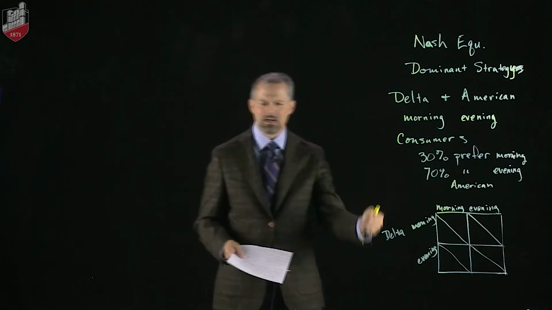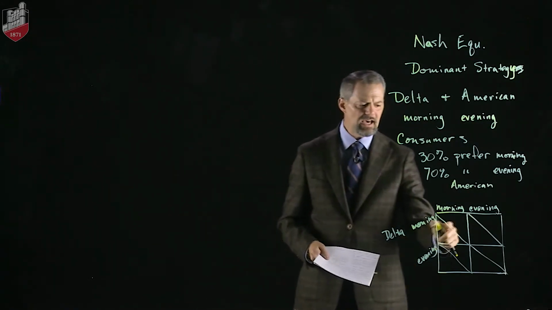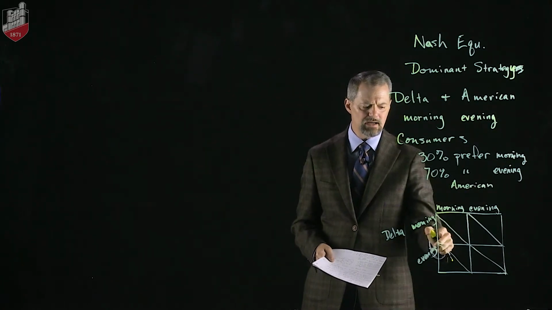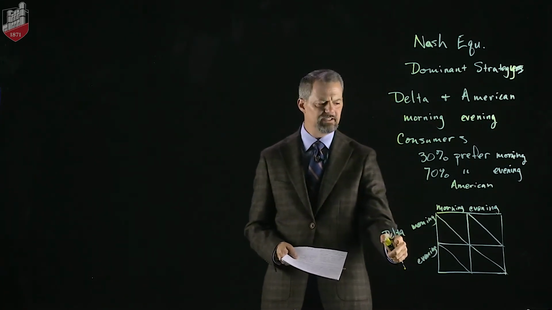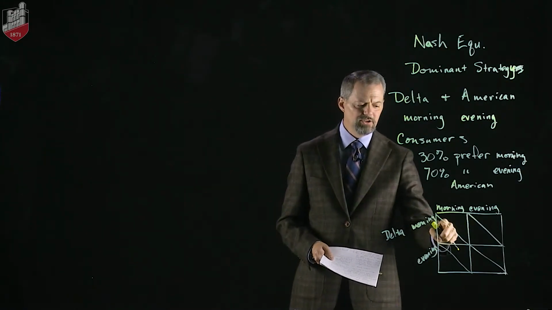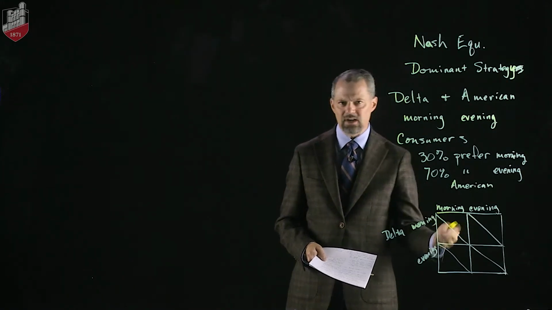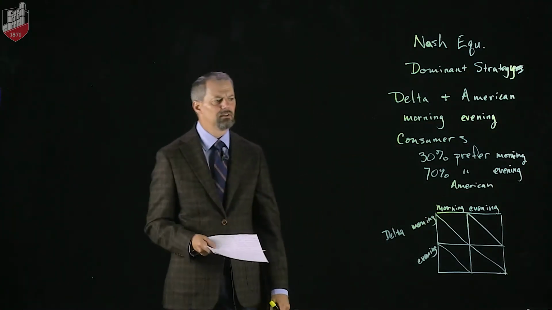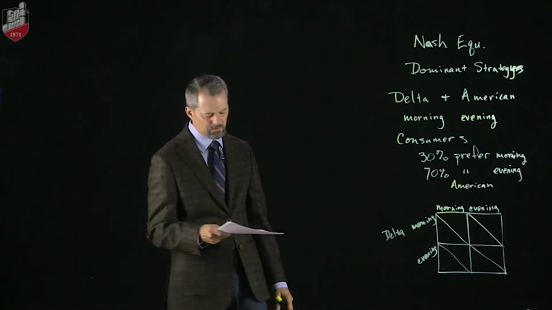And I'm going to put the payoffs in each half. Now, this top half is going to be the payoff that goes to American, and the bottom half is going to be the payoff that goes to Delta. Some books do it with 2 numbers with a comma in the middle. That's fine. I like this. It's easy for me to keep track of what's going on this way.